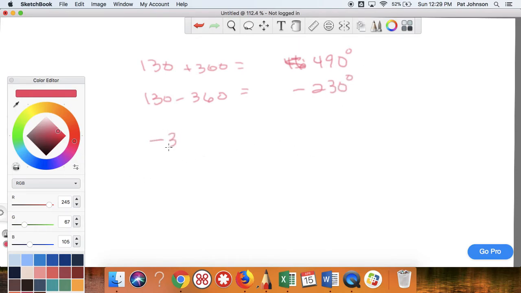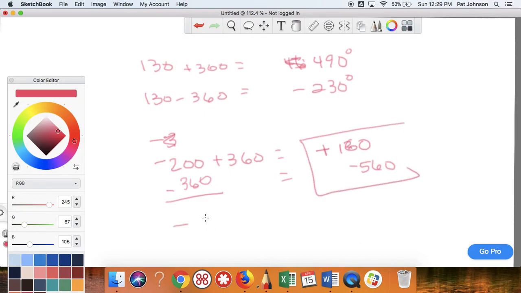Now let's try negative 200 degrees. Okay, again, I'm going to add 360, which is going to give me 160. And then when I subtract 360, I'm going to get negative 560. Oops, this is positive. So I have a positive and a negative just like they wanted.